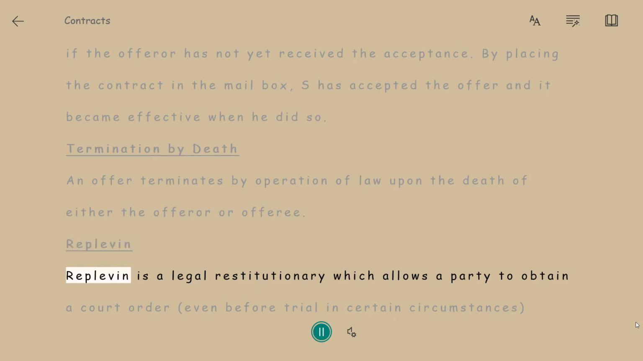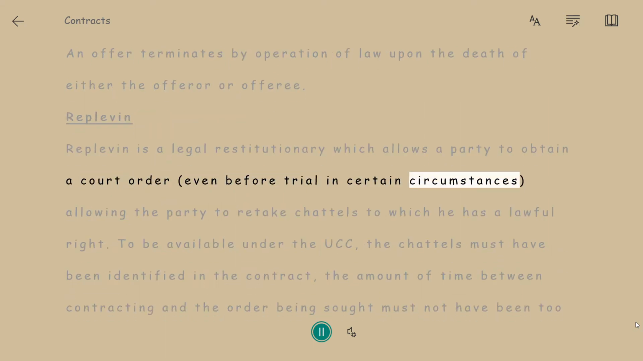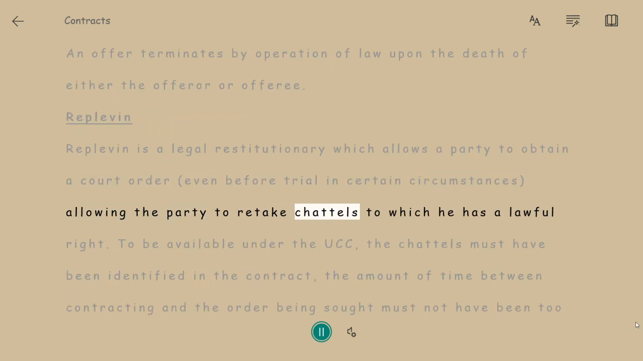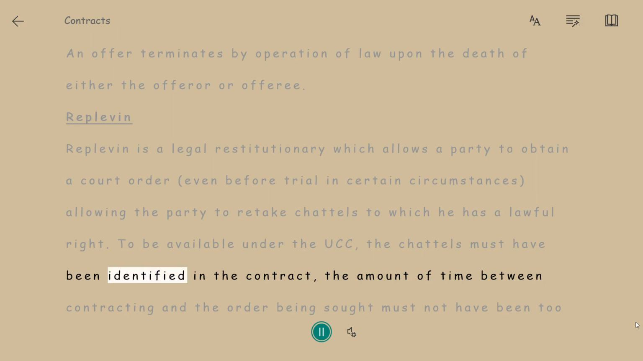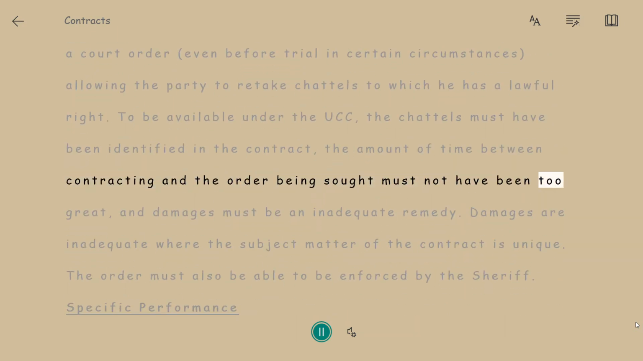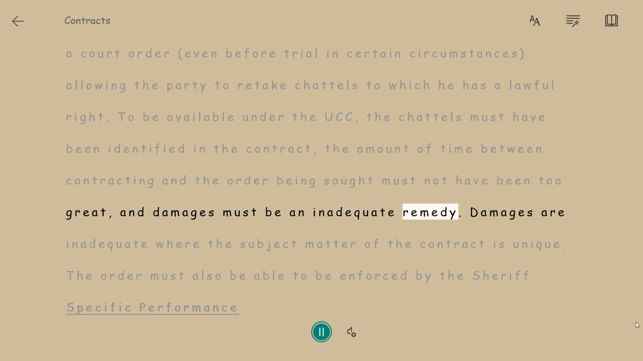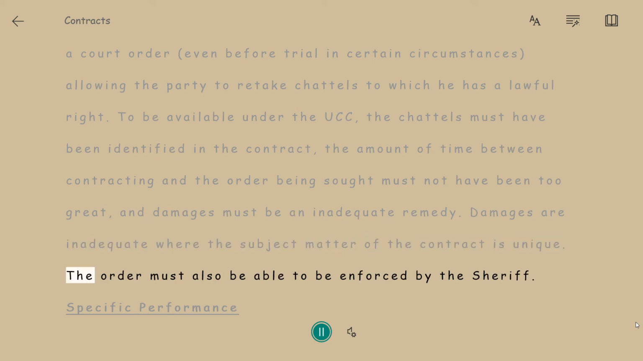Replevin. Replevin is a legal restitutionary remedy, which allows a party to obtain a court order, even before trial in certain circumstances, allowing the party to retake chattels to which he has a lawful right. To be available under the UCC, the chattels must have been identified in the contract, the amount of time between contracting and the order being sought must not have been too great, and damages must be an inadequate remedy. Damages are inadequate where the subject matter of the contract is unique. The order must also be able to be enforced by the sheriff.